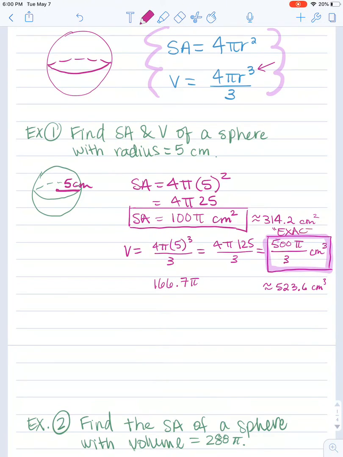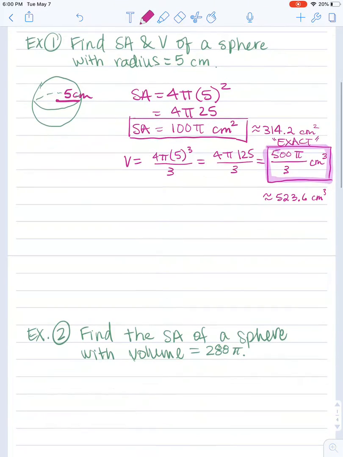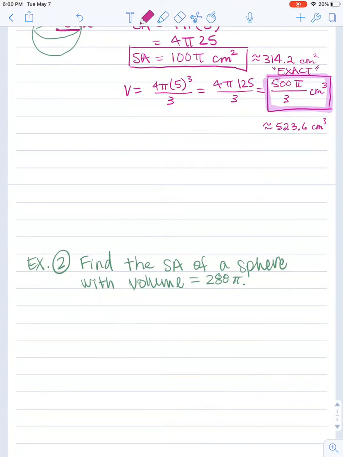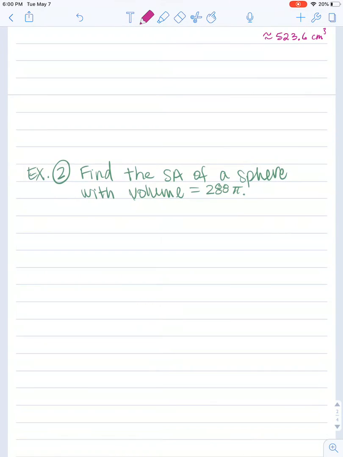Or I want the whole thing as a decimal, which means you're typing in the pi. Okay, cool. So that's the most basic kind of problem you're going to see. Now, you'll also see problems where you have to work backwards and find the radius. So let's look at this next one.